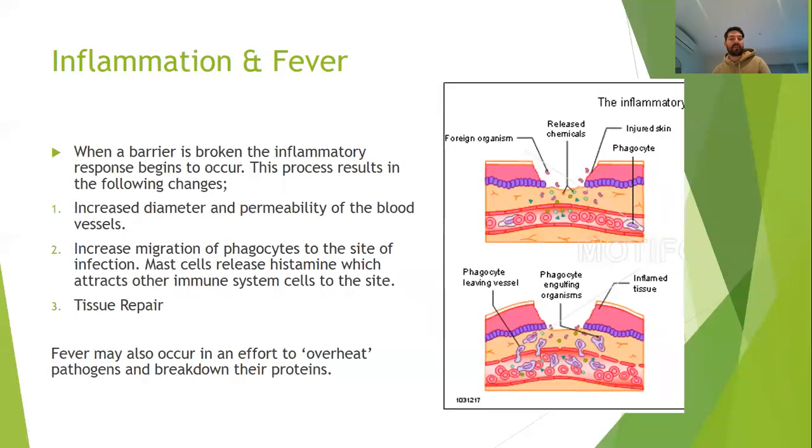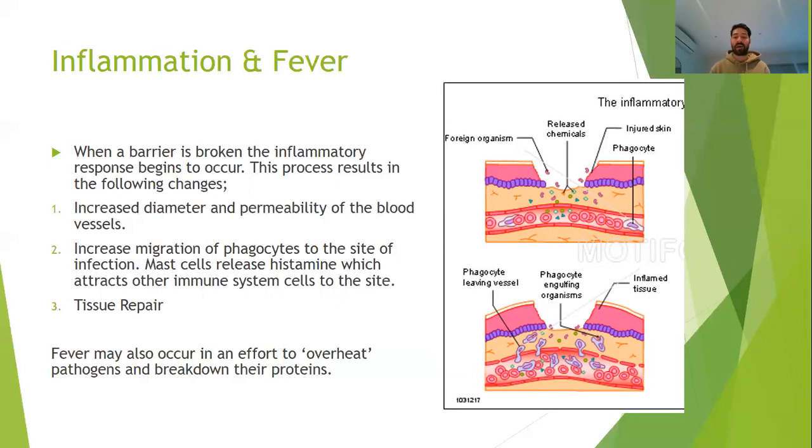The second part of the second level of defense is inflammation and fever. So again, if a pathogen can break through a barrier, our blood vessels react differently. The area of infection will actually change as well. So the first thing that happens is we increase the diameter and the permeability of the blood vessels. That means it gets wider and it allows more things to pass in and out. And what that actually does is it attracts more phagocytes to the area.